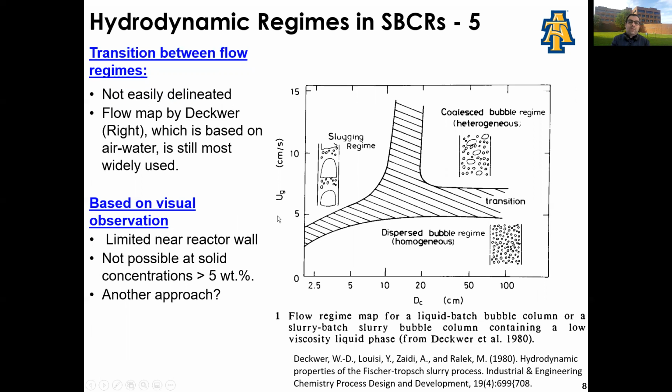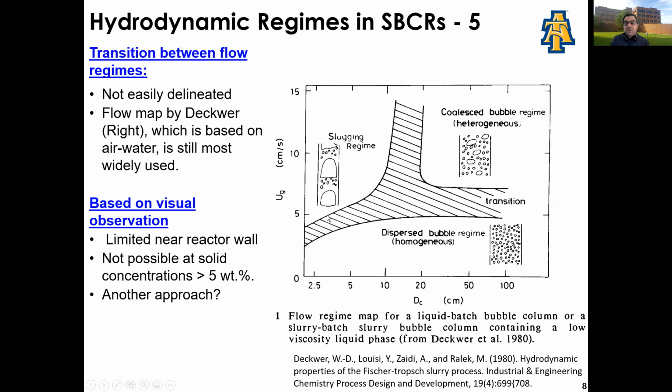And when talking about the transition between regimes, this is not easily delineated. You can't really find these points. The most commonly used reference is this flow map developed by Deckwer, which is based on air-water systems, and it's widely used. In this flow map, I have the diameter of the column on the x-axis and the gas velocity on the y-axis.